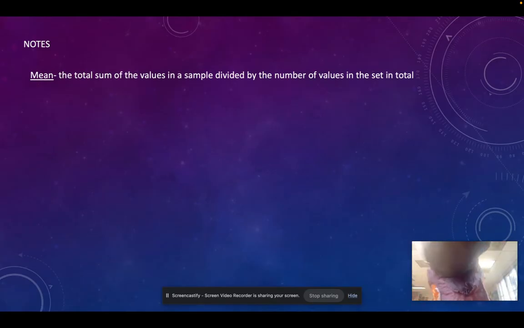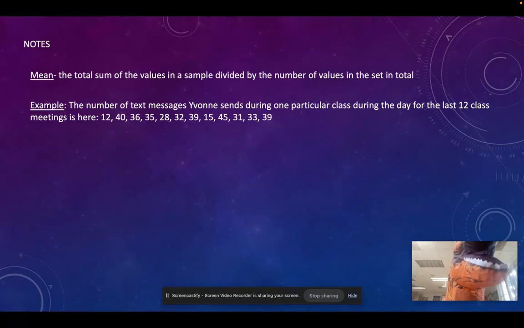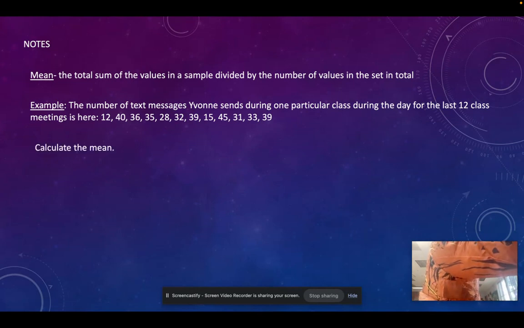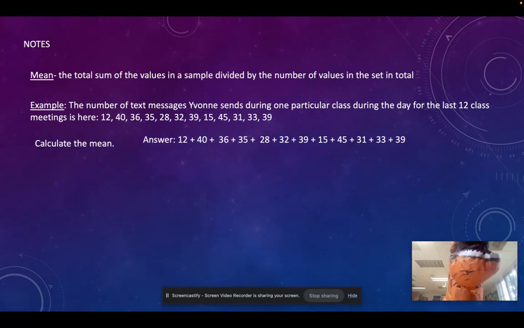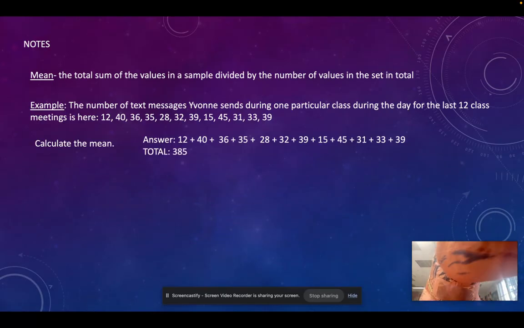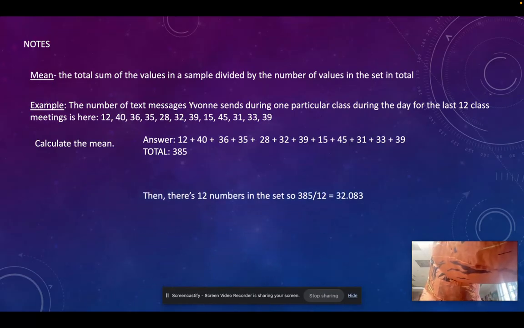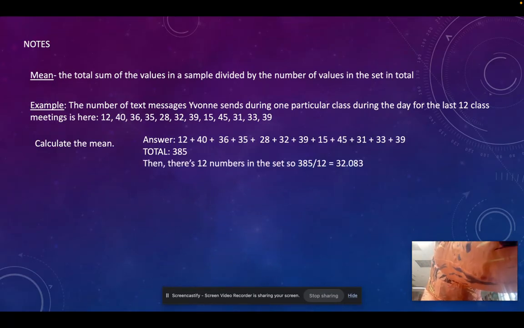So the mean is the total sum of the values in a sample divided by the total number of values in the overall sample. For example, if we wanted to look at Yvonne's text messages sent during class time for the last 12 class periods, here's the data. We would add up all the numbers and get 385. Then if we divide by 12, we will get 32.083. So remember that number because we're going to use it later.